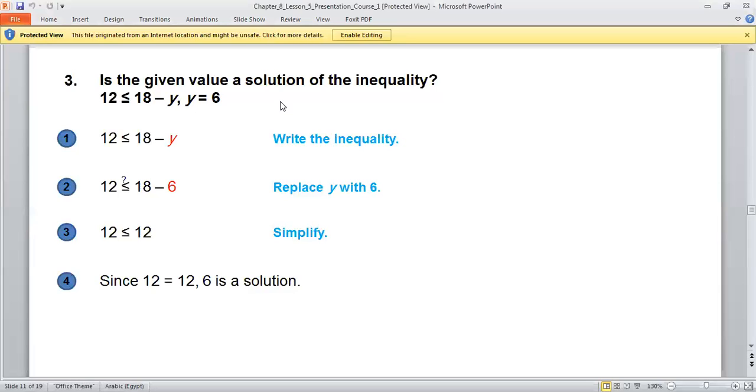12 less than or equal to 18 minus y, y equals 6. Again, Khaled, read it again. 12 less than or equal to 18 minus y. y equals 6.